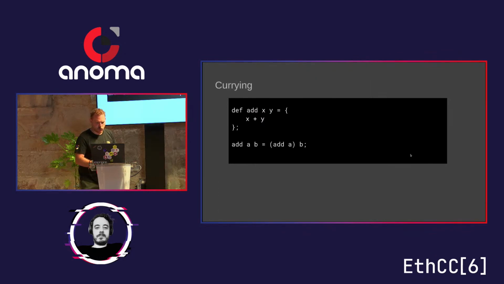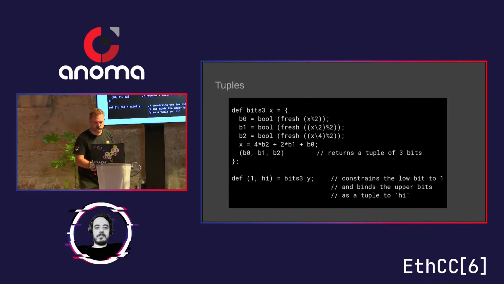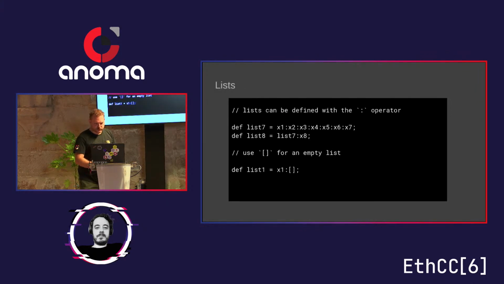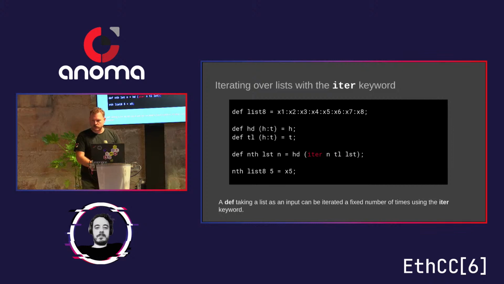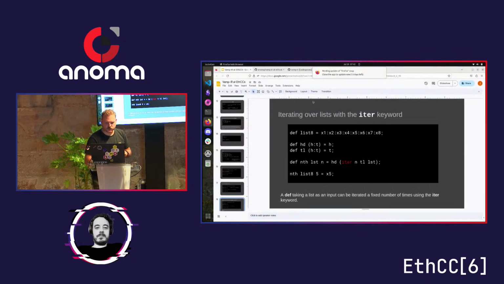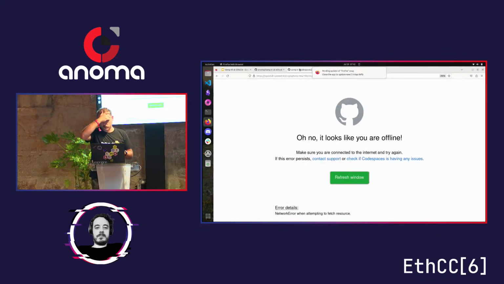All right, there's more in this presentation. Oh yeah, we can do some cool stuff like currying, and we have tuples. I'm going to kind of fast forward through this. We have lists. We can find heads and tails of lists. We can even iterate over lists. We may not be using some of those features in our live coding, but we do have them. Pretty cool. Okay, so I'm going to switch to the live coding portion now.